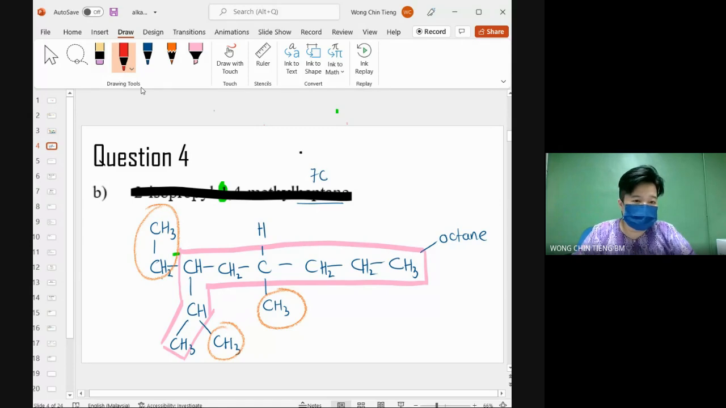Lowest possible number. Betul? Kalau kira dari kiri ni, 1, 2, 2 dah jumpa kawan dah. So dia mesti akan menang lah. 3, 4, oh pouring rain.